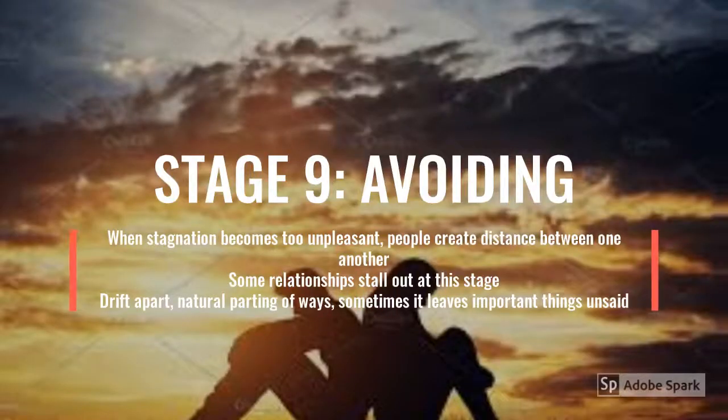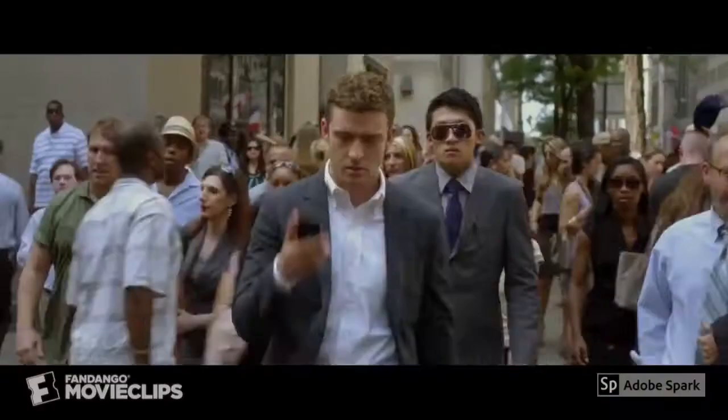When stagnation becomes too unpleasant, the couples have moved on to stage 9, which is avoiding. They begin to create a distance between one another. Some disguise it as an excuse, such as I'm sick, or some just say it directly, such as I don't want to see you anymore. At this point, relationships stall out. They simply drift apart and rarely ever interact again.